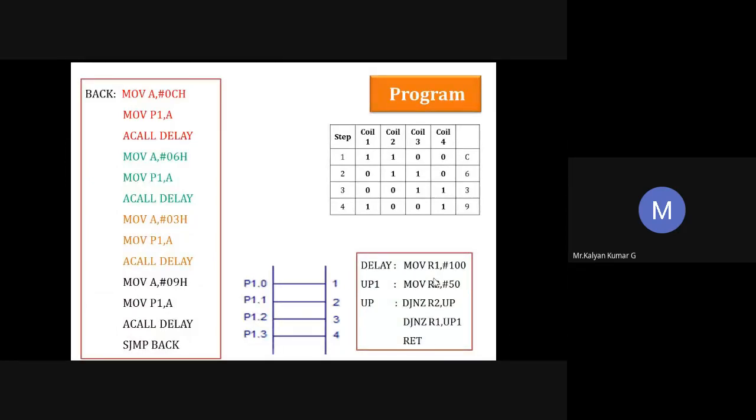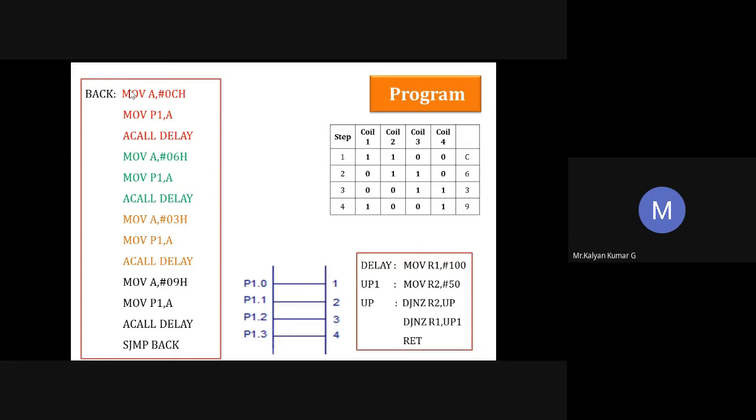After sending the sequence, we have to send the second sequence, 06, for forward rotation to port 1 again. I move it to the accumulator, and then from the accumulator to port 1. The same process I'm repeating four times for the different sequences: 03 as well as 09. The short jump back means back to start, so the motor keeps on rotating for the given rotation.